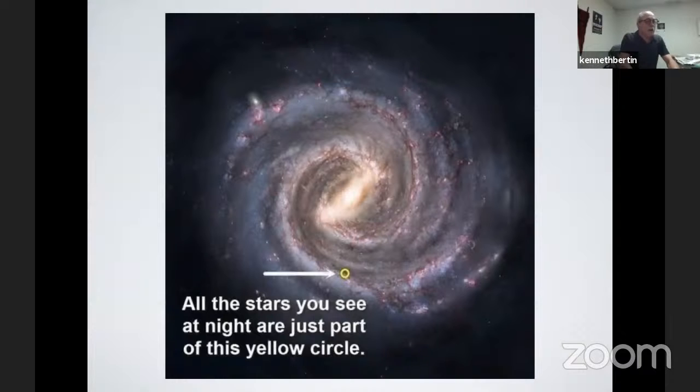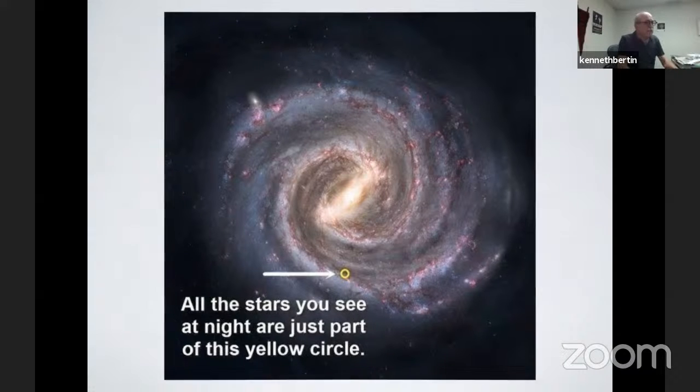And every star that you would see at night, every star is within that little circle that you see on here compared to the Milky Way. So every star that you see at night is in there. Everything else is in the distance.